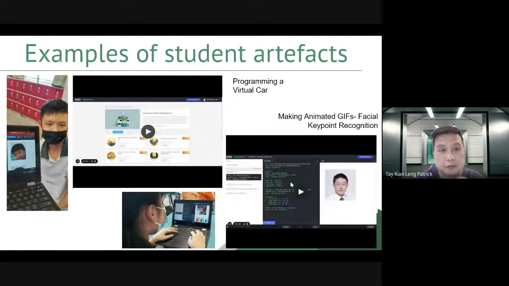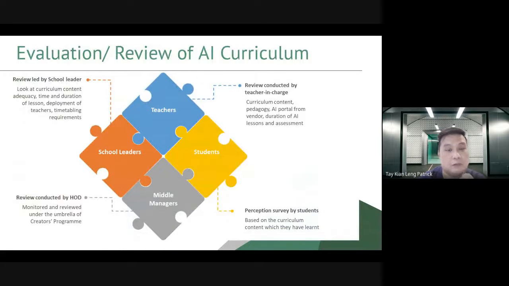Okay, so these are just two examples of student artifacts that I'm showing you. Maybe let me quickly touch on the evaluation and the review part. Well, as I shared at the beginning of this presentation, we are pretty new to this area. So we are trying to review and evaluate how effective the curriculum is. I'll say it's a four-pronged approach in that sense.